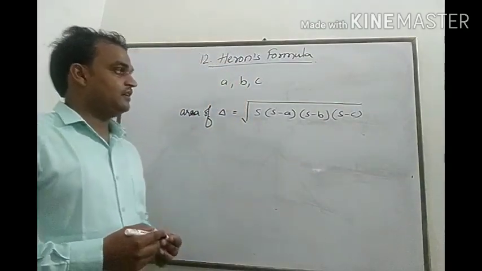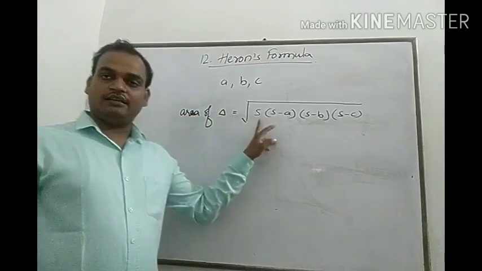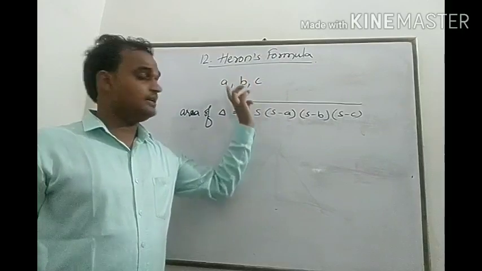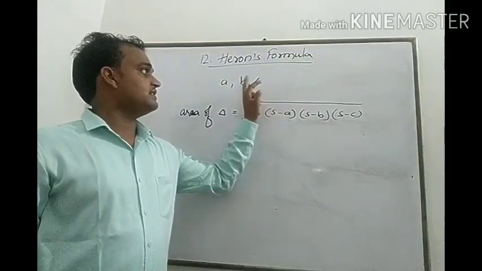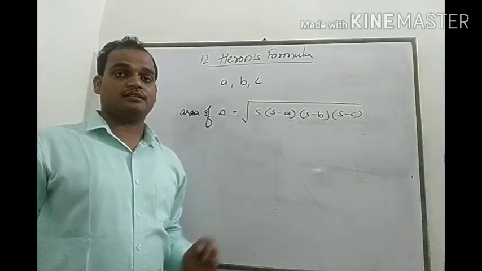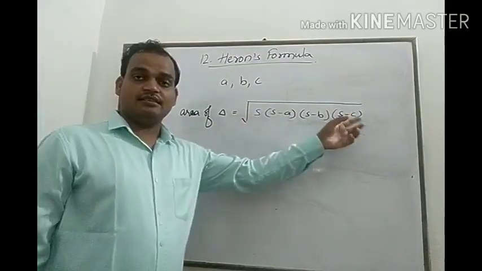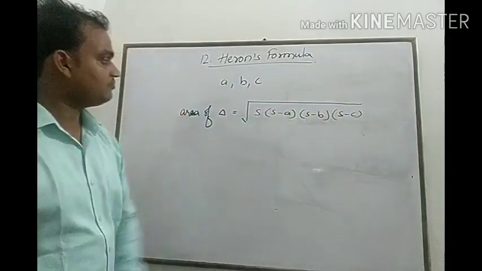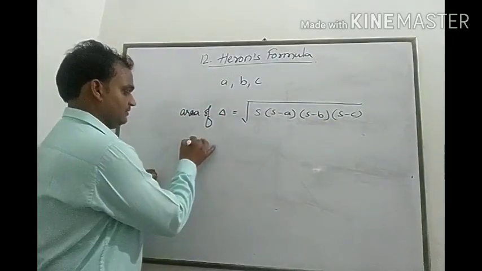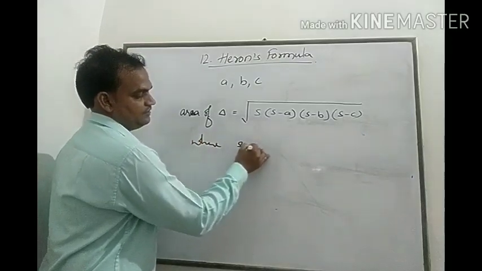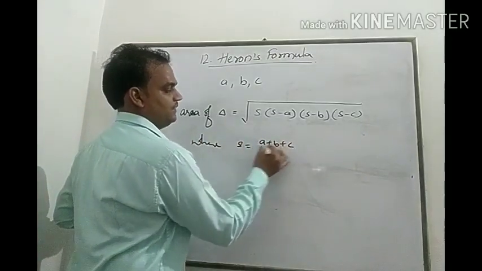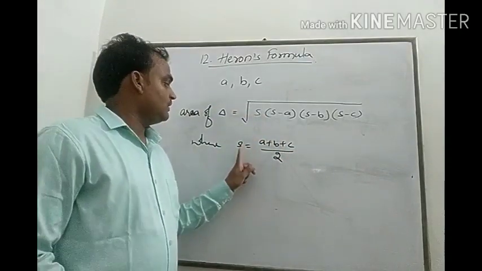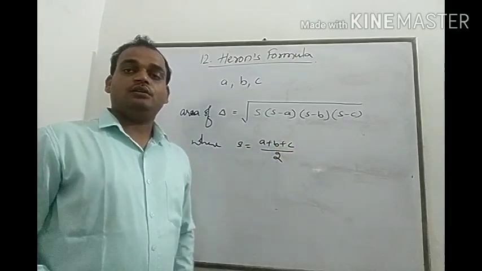What is this? Area of triangle is given by under root S minus A, that is first side, S minus B, that is second side, and S minus C, that is third side. Multiplication is there: S into S minus A into S minus B into S minus C. Now what is S? Here S is equals to A plus B plus C upon 2.